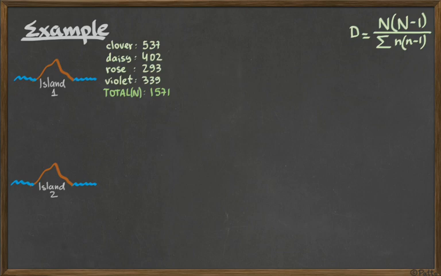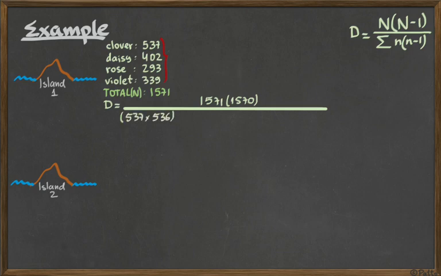Okay, so if you have your number already, or if you're going to be following me, how do we do this? The big N is the total number of individuals in a place. So this here is 1,571. Basically, it's when we added those 4 species totals together. Okay, that's the easy part. 1,571 times 1,570. Okay, what about the other, the sum? The sum of each species. So we are going to be getting here 537 for clover times 536. Then you get 402 for daisy times 401.